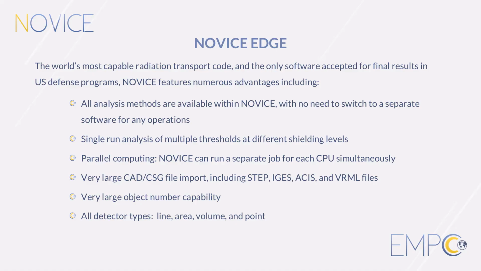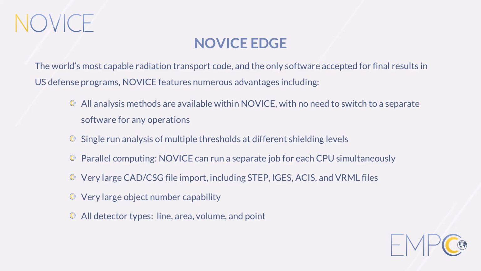NOVICE is widely regarded as the world's most capable radiation transport code and holds the distinction of being the only software accepted for final results in U.S. defense programs. One of NOVICE's key advantages is its comprehensive all-in-one approach. Other radiation analysis software may wrap ray trace developed by one source and wrap reverse Monte Carlo from another source. The different sources can require different geometry and detector inputs, resulting in inconsistent outputs. NOVICE provides all methods and capabilities in one consistent, accurate package.